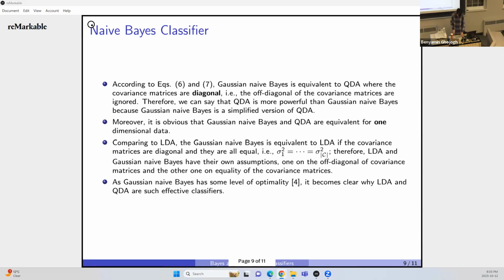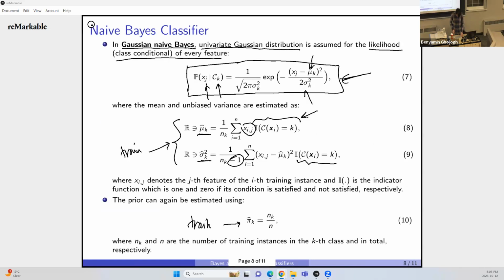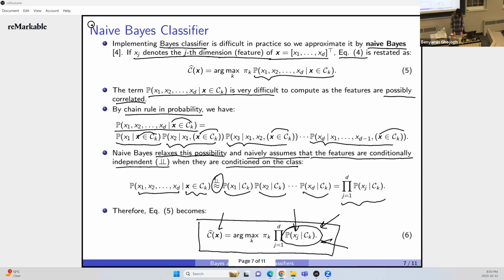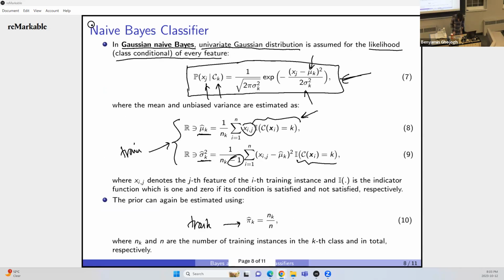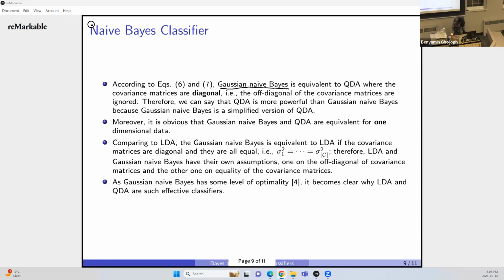According to equations 6 and 7, 6, which is this, and 7, which was the Gaussian, right? Gaussian naive Bayes is equivalent to QDA where the covariance matrices are diagonal. Can you tell me why?